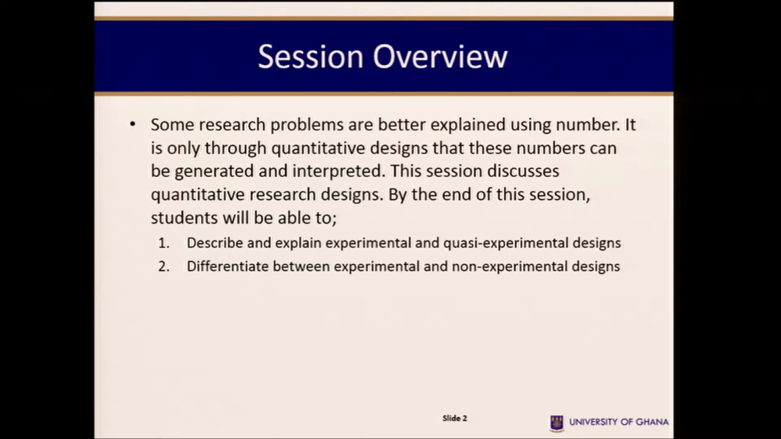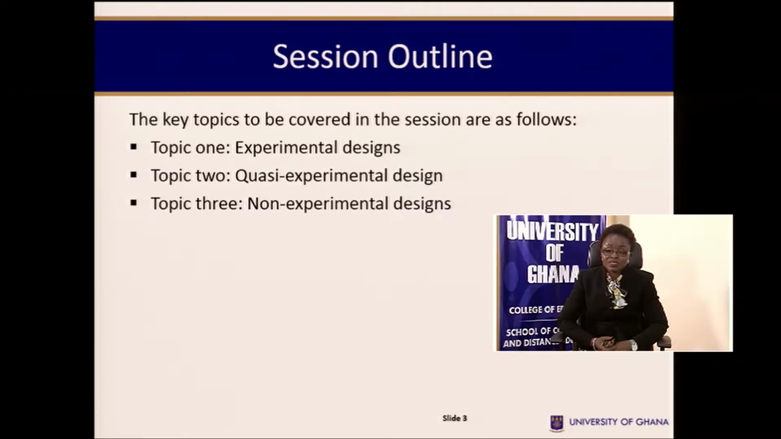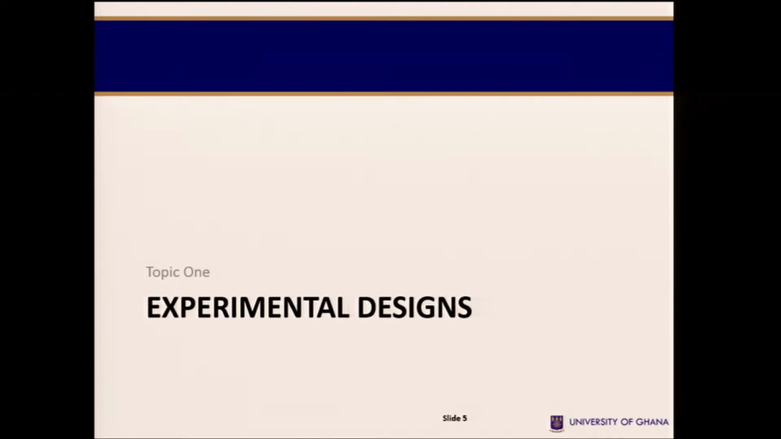By the end of this session, I expect each of you to be able to describe and explain experimental and quasi-experimental designs, and then differentiate between experimental and non-experimental designs. So we'll be talking about three main areas: experimental designs, quasi-experimental designs, and then non-experimental designs. You can get this material from the two books, Chapter 9 of Foundation of Nursing Research, and Chapter 9 of Creswell. So let's start with experimental designs.